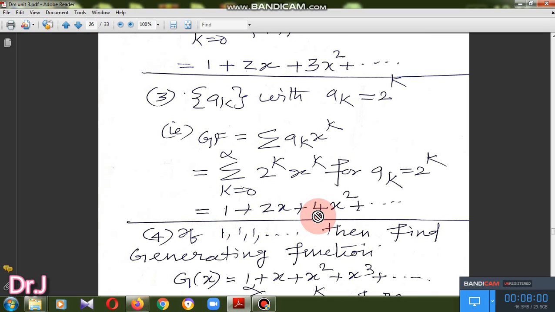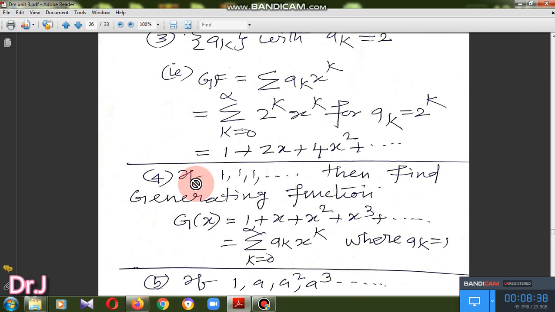Now this is the exact expansion. Look at that. When k is equal to 0, you will get 2 power 0 into x power 0, which is 1. If k is equal to 1, you will get 2 power 1, x power 1. If k is equal to 2, you will get 4x square, like that, dot dot dot. Therefore, the generating function of this sequence is this. G of x is this, where x is a variable and the others are coefficients, constants. Very interesting, is that not?